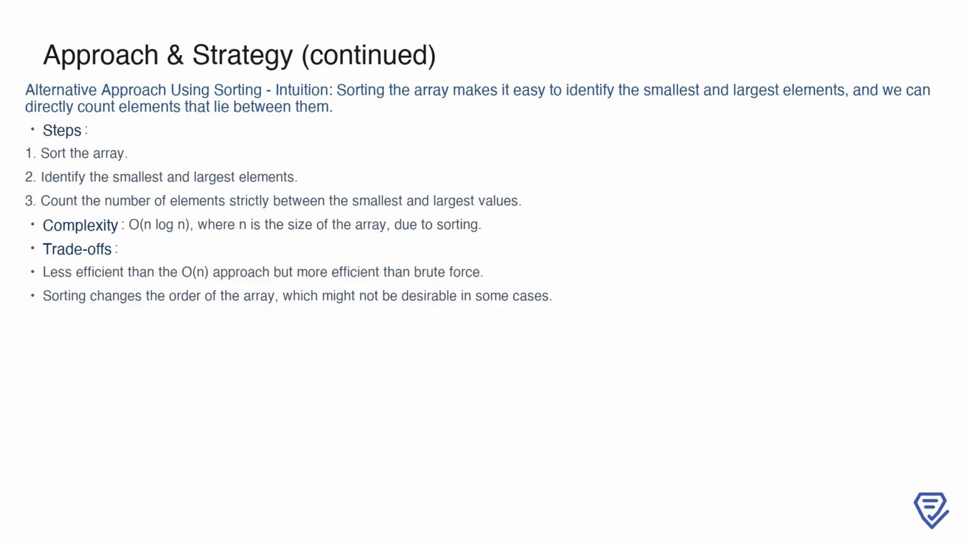When the array is sorted, the smallest and largest elements are easily identifiable. With this setup, counting the elements that lie strictly between the smallest and largest becomes straightforward. After sorting, we can directly determine the range of valid elements without additional nested iterations.